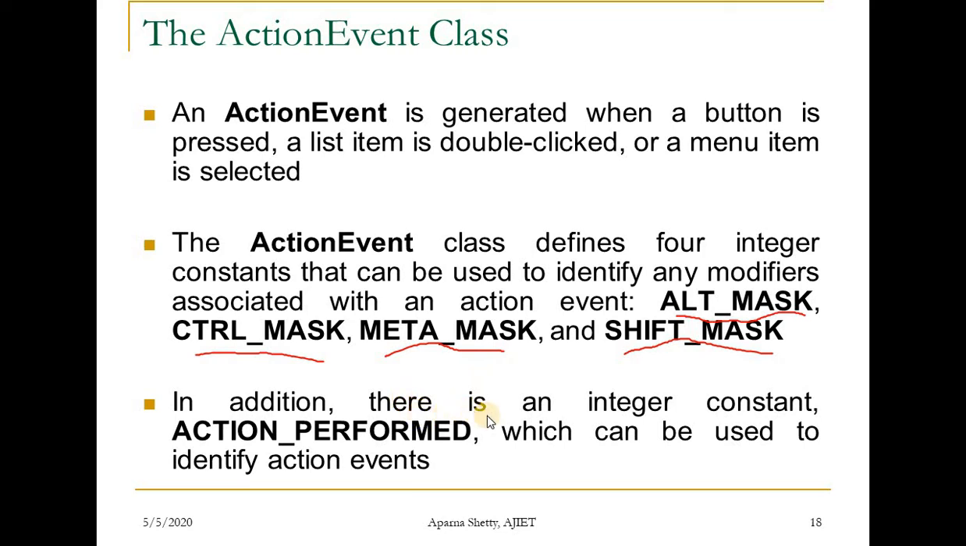In addition, there is an integer constant action performed, which can be used to identify action events. So this is the integer constant which is used to identify action events. So this is about action event. When is that event generated? When you perform this task: when a button is pressed, a list item is double clicked or a menu item is selected.